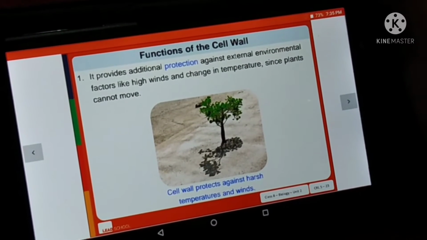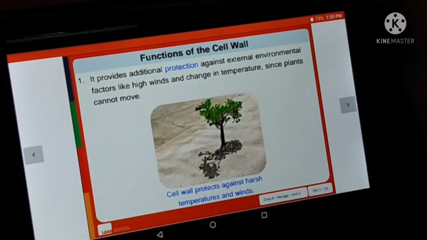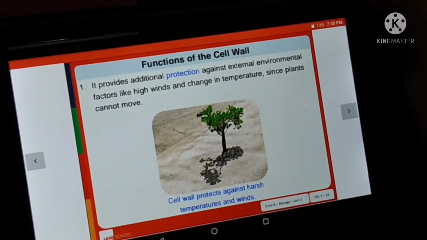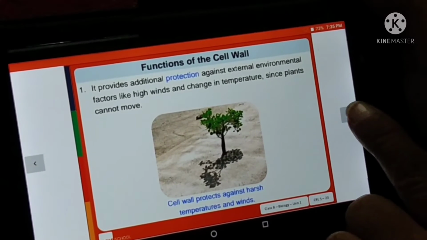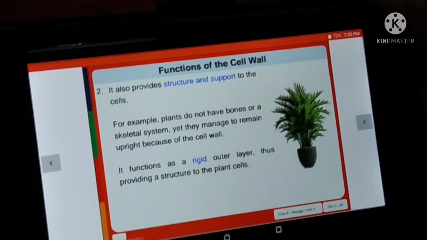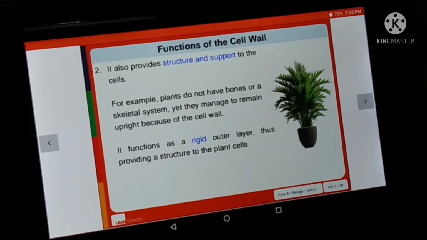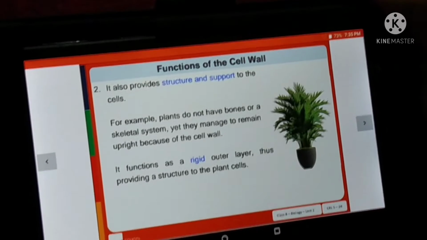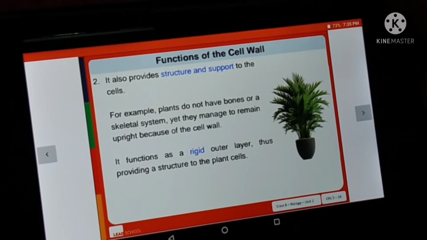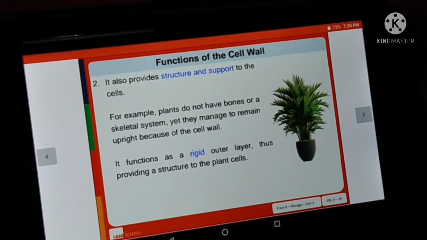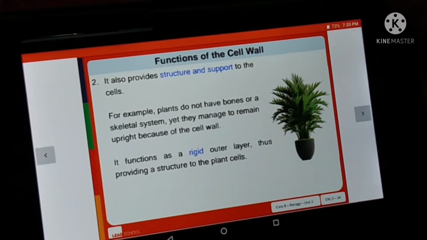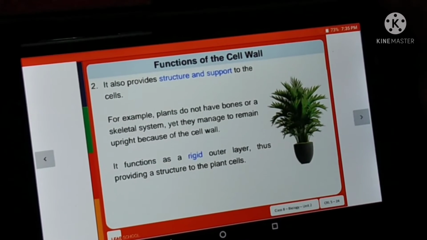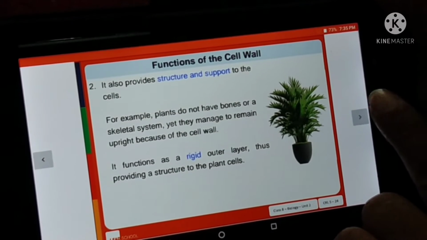Functions of cell wall: it provides additional protection against the external environmental factors like high winds and change in temperature, since plants cannot move. It also provides structure and support to the cells. For example, plants do not have bones or a skeletal system, yet they manage to remain upright because of the cell wall. It functions as a rigid outer layer, thus providing a structure to the plant cells.